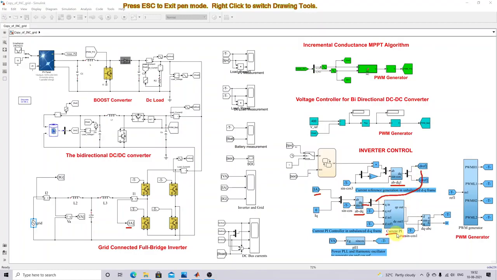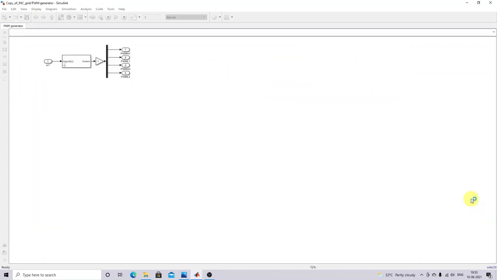So here we are using a current PI controller. This current PI controller will generate the controlled output. Okay, so this control output once again is going to be converted into AB quantity. Here we are using DQ to AB conversion. After conversion of DQ to AB, we will take only the A quantity for generating the pulse for that single phase inverter. So this A quantity can be processed via PWM generator.